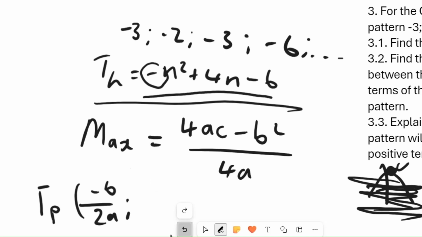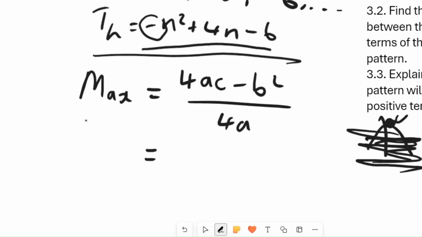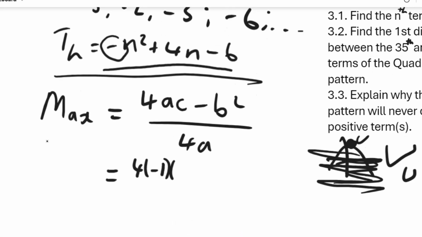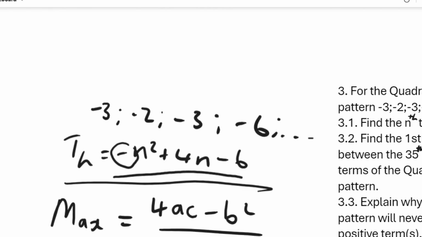Let's proceed. We say that last term is going to be equal to 4 into a is minus 1, c is minus 6, and then we say minus 4 squared, that is over 4a is minus 1. Okay, let's simplify it and see what's the answer. The answer is already here in front of us. This one is the last one. This minus 2, you see it's from negative 3, and then it reaches minus 2 and it goes back to negative 3 again.